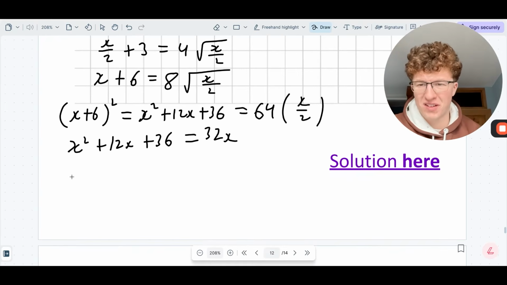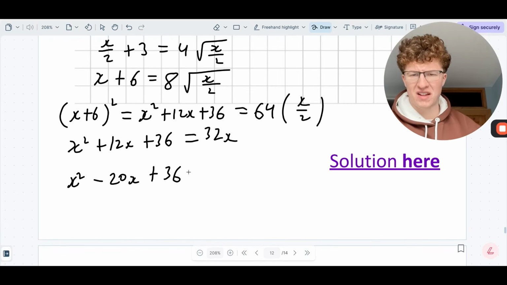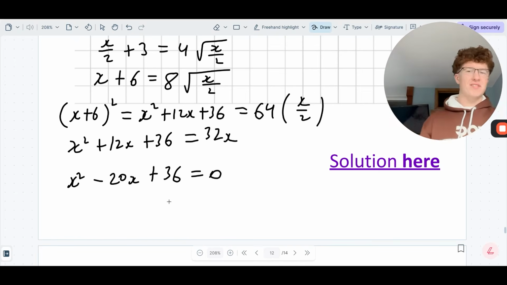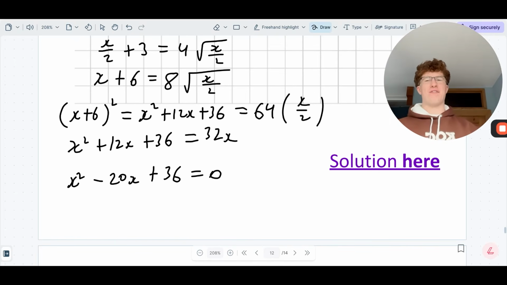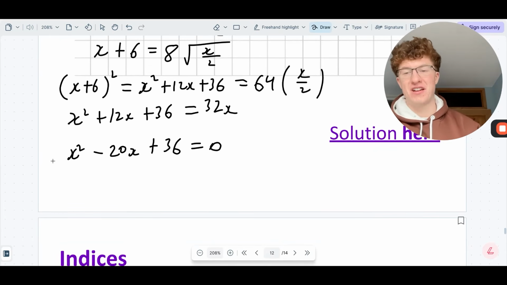Bring everything over to one side. So 12x minus 32x is going to be minus 20x. And then plus 36 is equal to 0. Again, what do we have? A quadratic. We need to know how to solve this. I'm going to try factorize it.